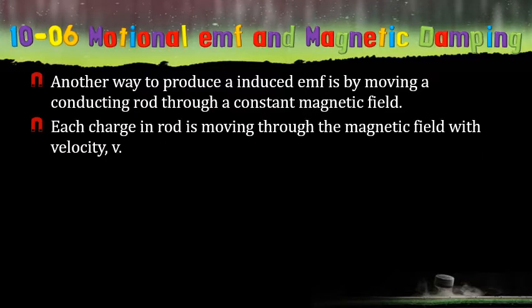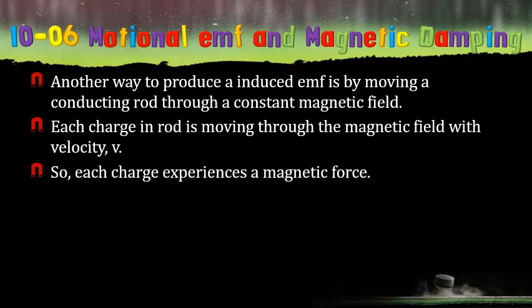Each charge in the rod is moving through the magnetic field with a velocity. So that means each charge is experiencing a magnetic force. That force is QVB sine theta. Because remember, on the rod there's protons and electrons. The electrons can move. So if you're moving them through a magnetic field, you have a moving charge and a magnetic field, they get a force.